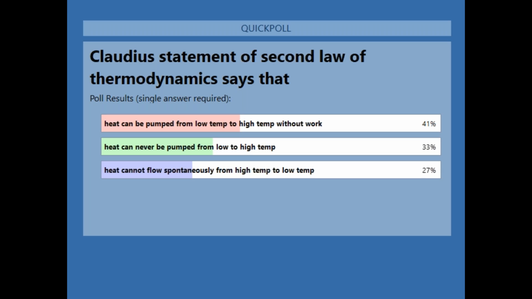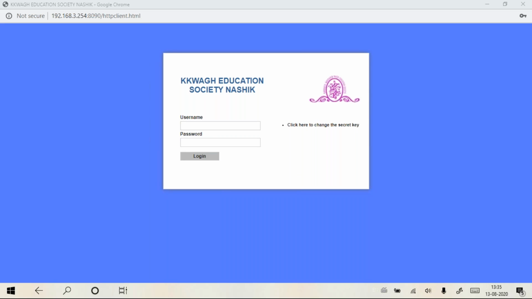So the Clausius statement is, please check the spelling of Clausius, not as it's incorrectly typed there. So Clausius statement says that you can pump the heat from a lower temperature to a higher temperature. For that, we need to supply certain work. Please note this, okay? And then I'll share my screen now.